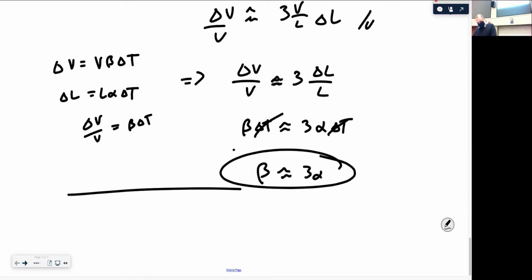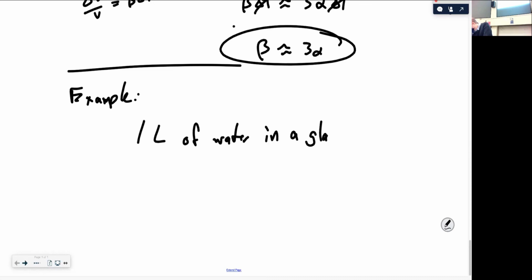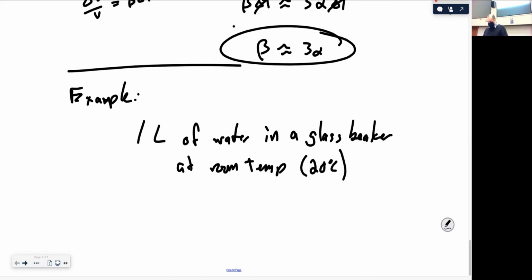Okay. Let's do an example. In the 7 minutes that I've got left, we've got 1 liter of water in a glass beaker at room temperature. Let's say room temperature is 20 degrees Celsius. And we heat it to 70 degrees Celsius. How much water is there now?